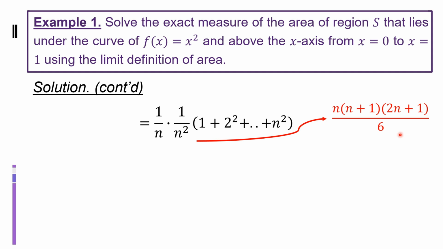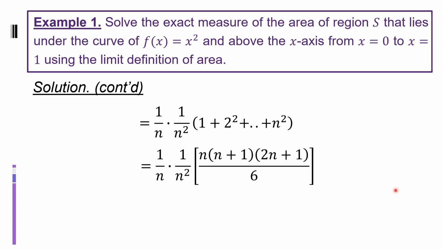Pero we will not show it here na kung paano siya naging ganyan. Pwede nyo siyang gawin as exercise para show that this is actually equal to this. Now, since eto equal siya dito, pwede nating palitan ngayon. So we have 1 over n times 1 over n squared times n plus 1 times 2n plus 1 all over 6.